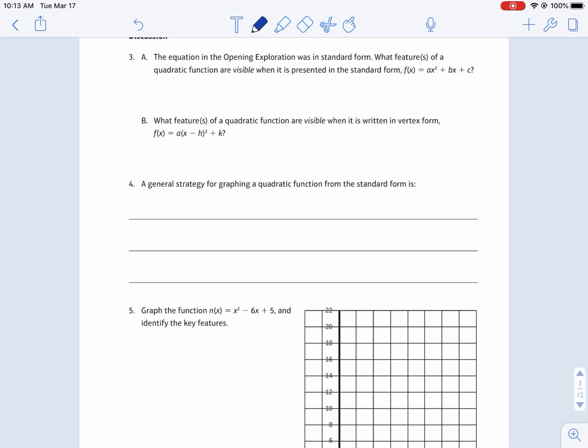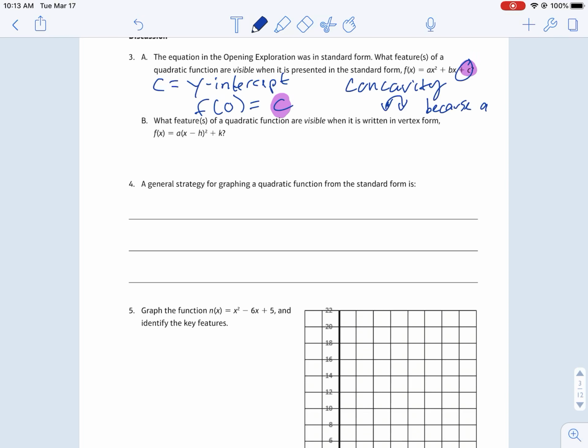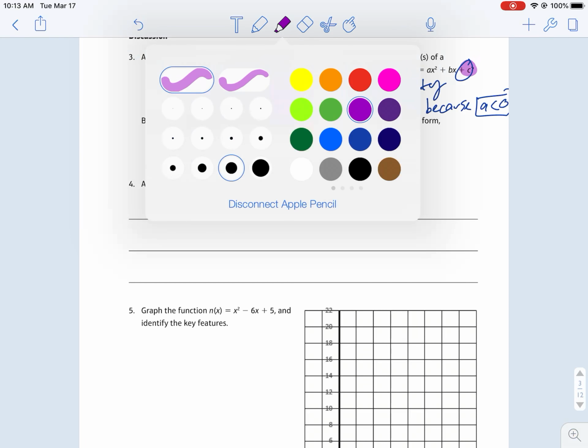Okay. The quadratic in the opening explanation was in standard form. What features are visible when it is presented in standard form? Well, when it is in standard form, we know that this c value is our y-intercept. So in other words, f of 0 equals that c value. We also know the concavity, and that's going to open downwards because a was less than 0. In other words, that leading number was negative.